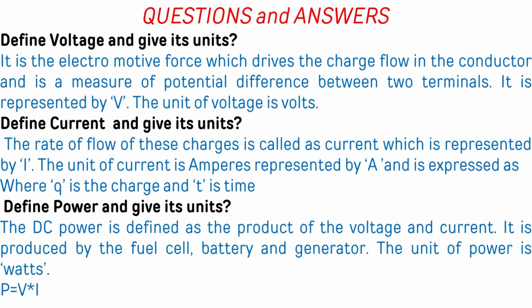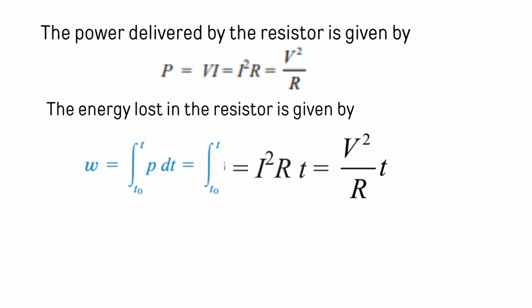Define power. The DC power is defined as the product of voltage and current. It is produced by a fuel cell, battery, and a generator. The unit of power is watts. P equals V multiplied by I. The power delivered by the resistor is given by P equals VI equals I square R, which equals V square by R. Energy lost in the resistor is given by I square RT or V square by R into T.